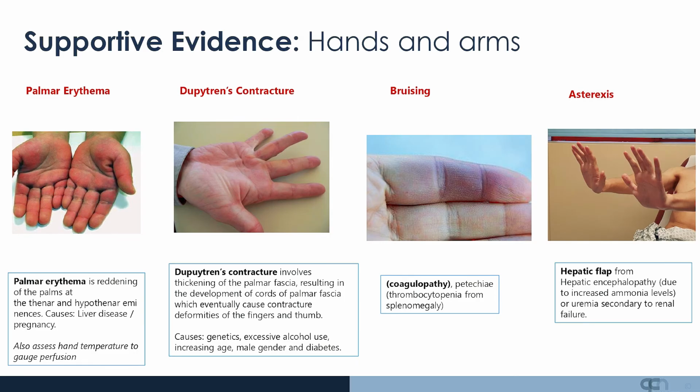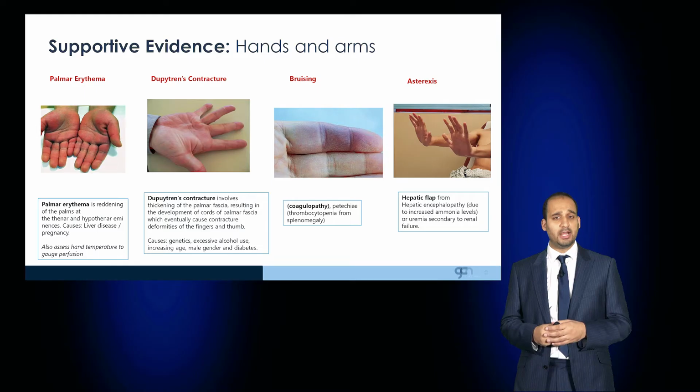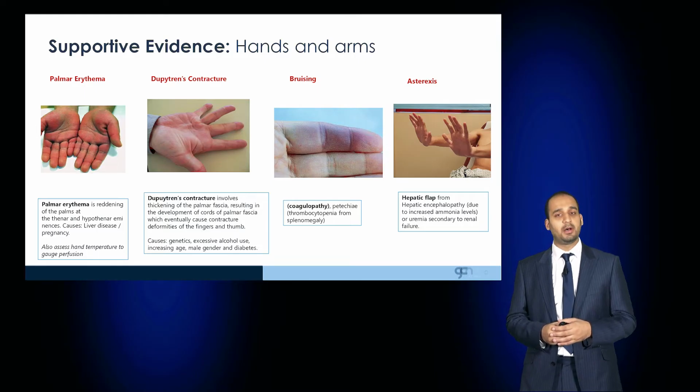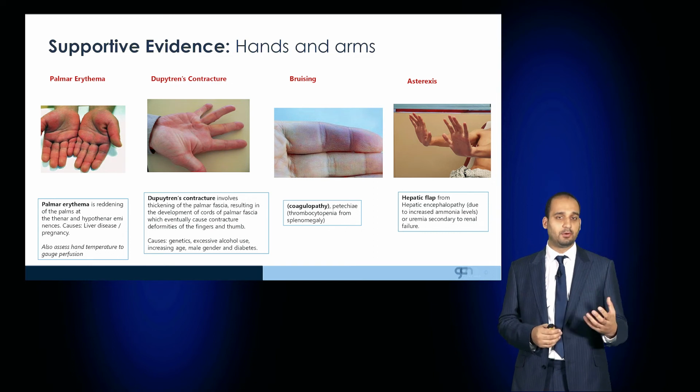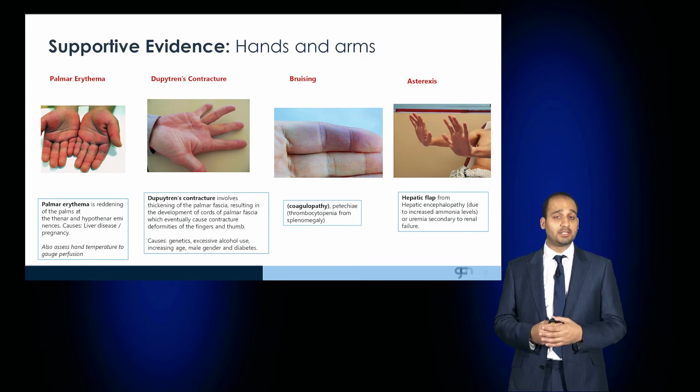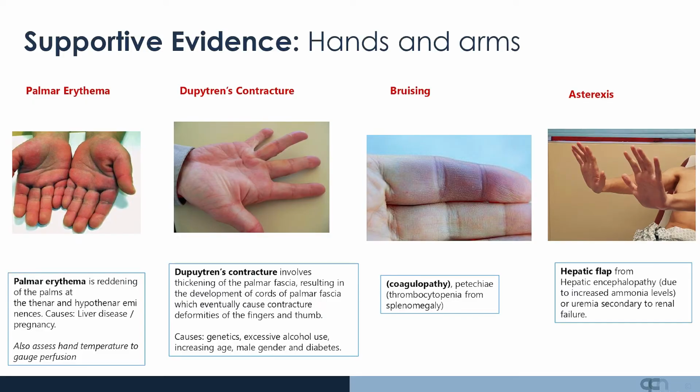The patient may have palmar erythema. That's a reddening of the palms over the thenar and hypothenar eminence. This may also be seen in the soles and is associated with normal physiology such as pregnancy, but also chronic liver disease. Dupuytren's contracture involves a thickening of the palmar fascia, resulting in the development of cords, leading to flexion deformities of the fingers or the thumbs.